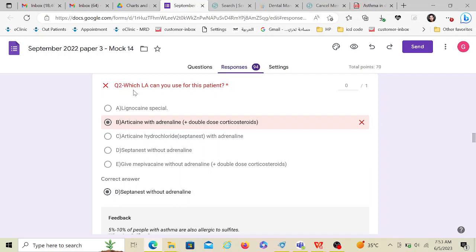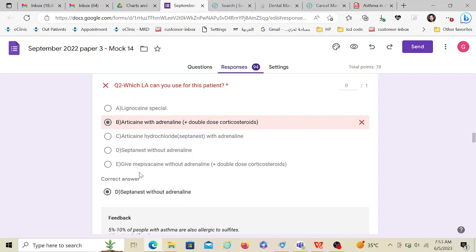See, the question is very specific: which LA can you use? So even if I'm confused between options D and E, this is a safer option. I would go with that because it does not say double the dose of steroid. My question is not asking whether I should double the dose of steroid or not. My question is just asking which LA can you give, and I have a simple option here. I would go with that.